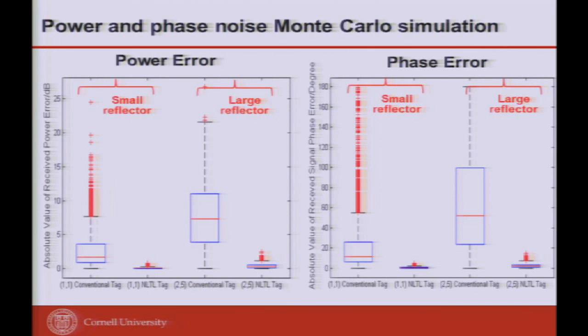Okay, so this is a Monte Carlo simulation trying to put many of the reflectors in random positions. If you see for the regular conventional tags, the mean of the power error is not that bad. So there's still a way that you can use the fundamental for a good purpose, because the mean is not bad. Even the standard deviation is not bad.